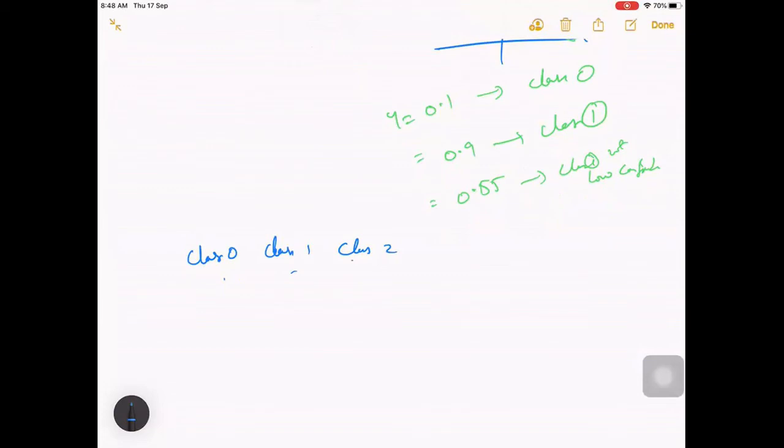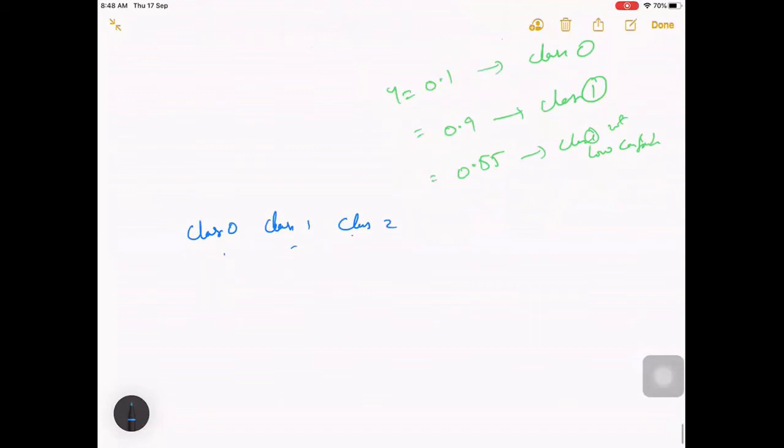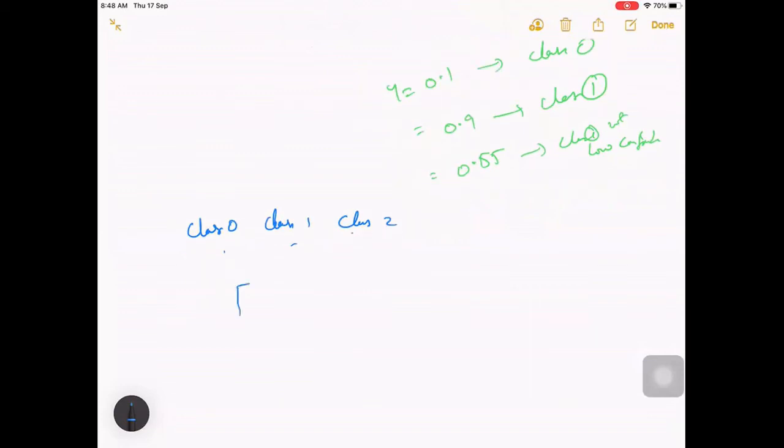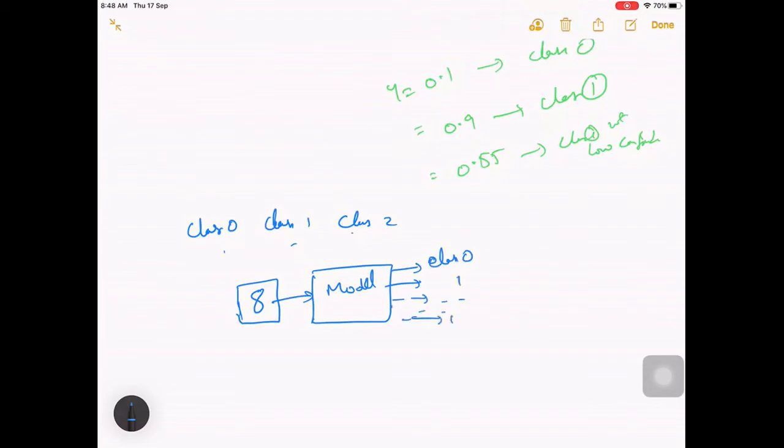Let's take this example, which we already know. There is a handwritten digit, which is also a popular example. Say you wrote the digit 8 by hand. This should be given to a model, and you should get whether it is a 0 or 1. Class 0, class 1, and so on, up to class 9. So whatever number you wrote here, the model should be able to detect and classify whether it is a 0, 1, 2, 3, and so on till 9.